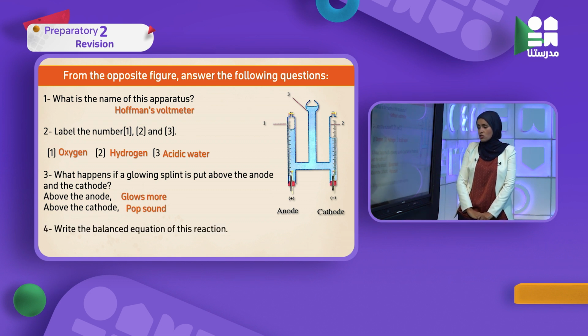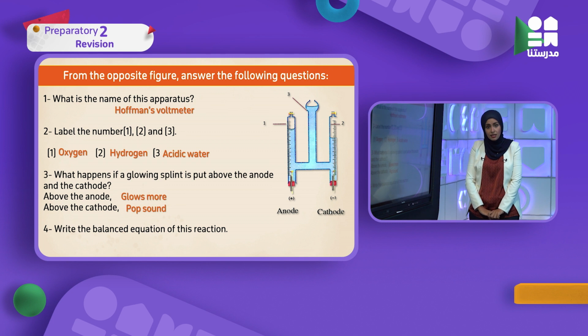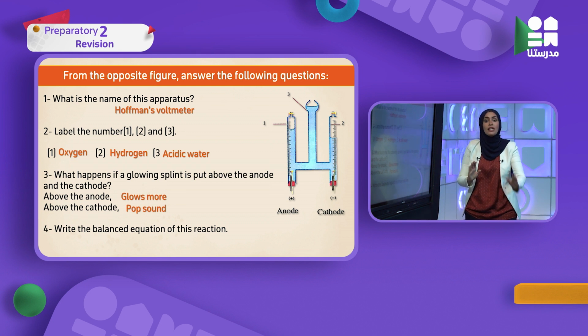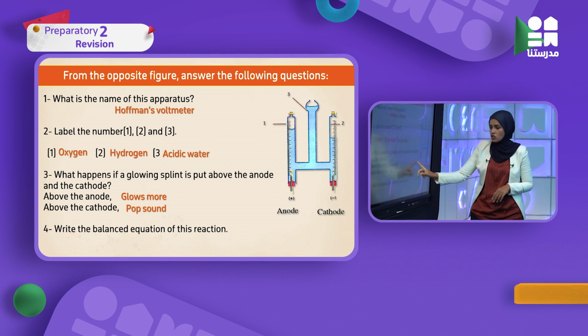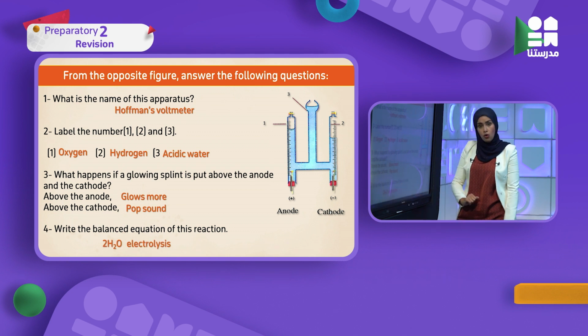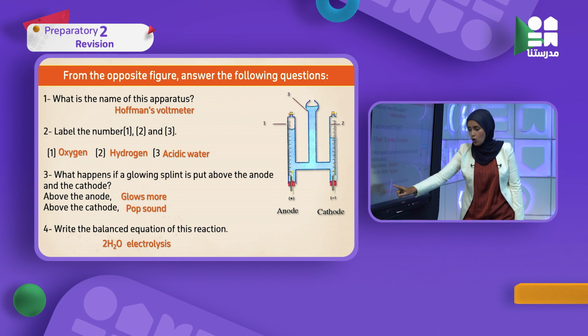Write the balanced equation of this reaction. What are the reactants here? I have the acidic water, meaning H2O. H2O is going to be broken into hydrogen and oxygen. So 2H2O, where H2O is the water.